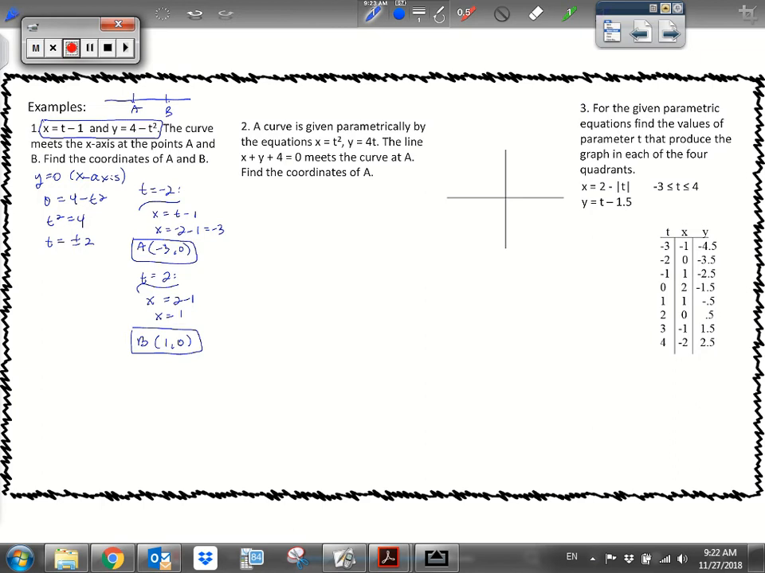We have a curve given parametrically by the equations x equals t squared and y equals 4t. The line x plus y plus 4 equals 0 meets the curve at A. Find the coordinates of A. So this one's a little bit different. What we're being asked to do is we're given one curve in parametric form, and we're given the other curve in rectangular or Cartesian coordinate form.